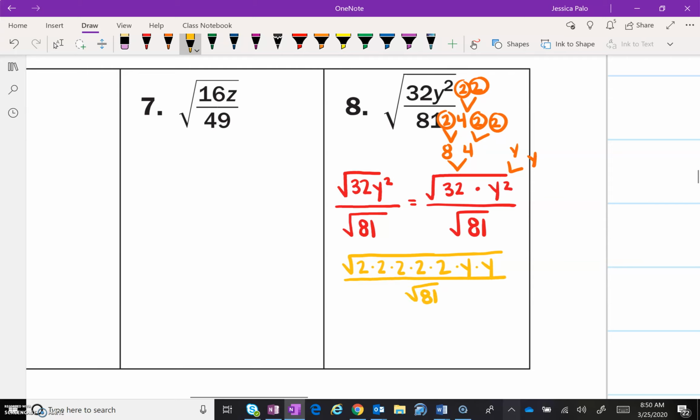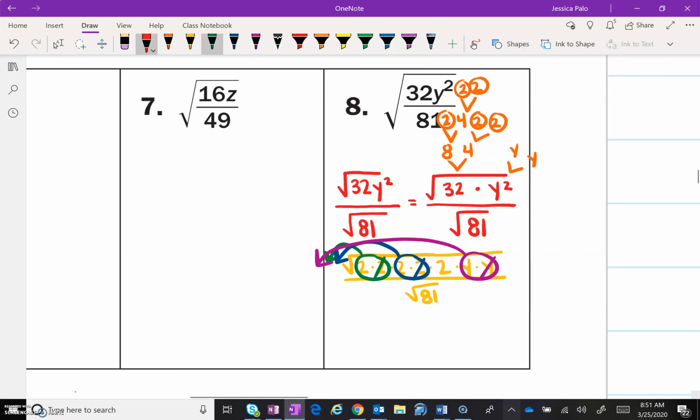radical 81. Okay. Let's find our pairs. We have a pair of 2's. We have another pair of 2's. And we have a pair of y's. Cross one out and bring it to the outside of the radical. And our other set of 2's, cross one out, bring it outside the radical. And our y's, cross one out, bring it to the outside of the radical. So we have 3 factors coming out of the radical and 1 lonely 2 staying inside the radical.